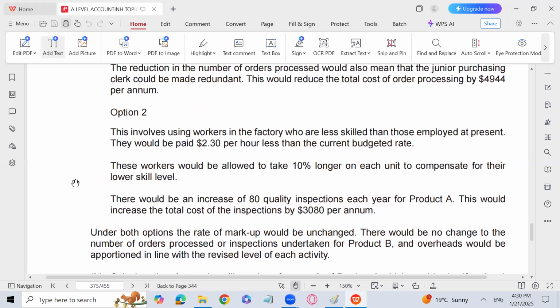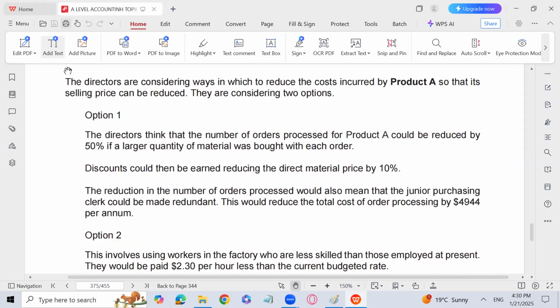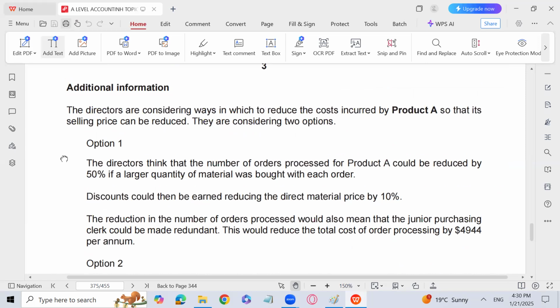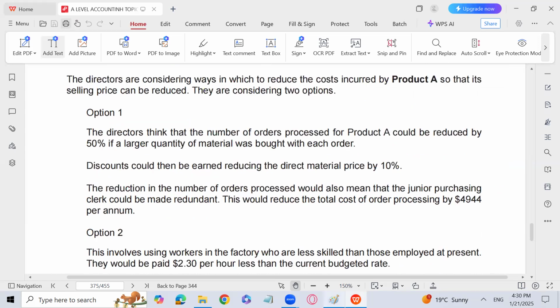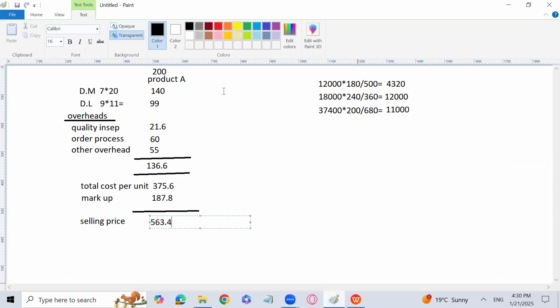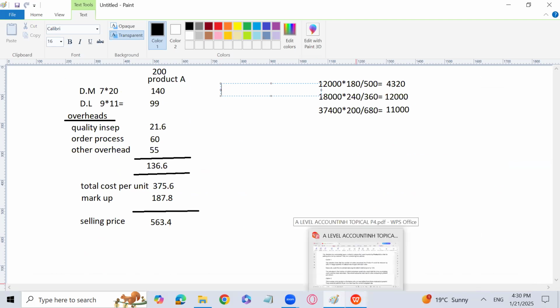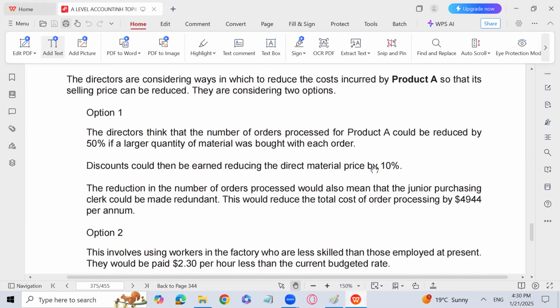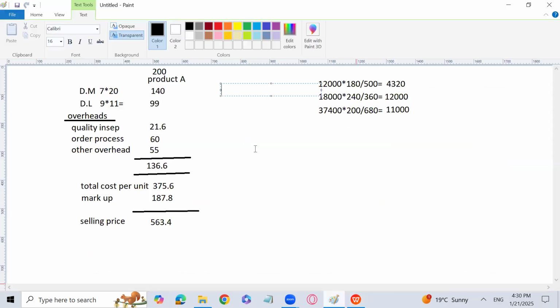So forget about option 2. Let's discuss only option 1. So we need to calculate the selling price again if option 1 is going to be implemented. So for option 1, first of all, we have to see that the direct material price is going to be reduced by 10%. So the price of direct material was $140, right? Take just a minute.